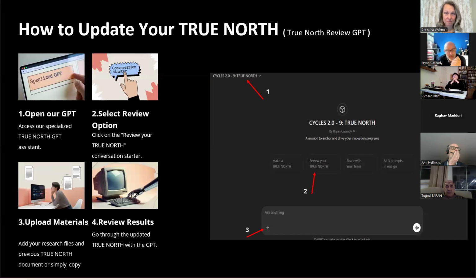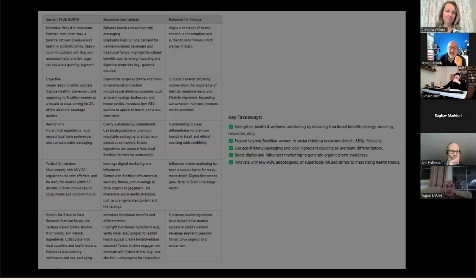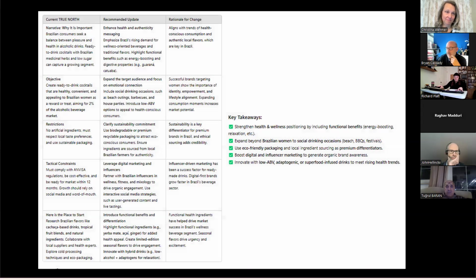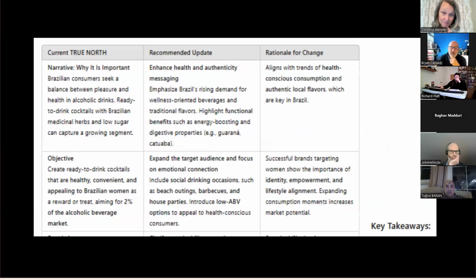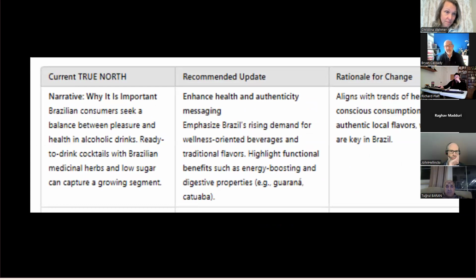This is the easiest way: we have a GPT, open it up, select the review option, upload all the stuff that you have there and say, look, here's my True North. Tell me what you think. What you'll get is an output that has what you've written, a recommended update, and an output. And it's essentially the story, an update, and a rationale for change.